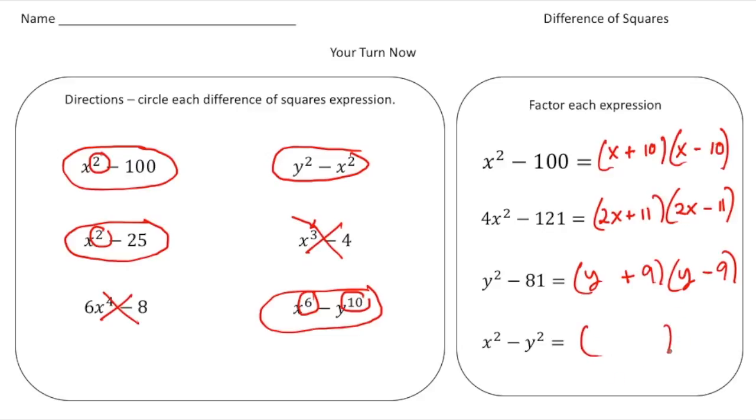And this last expression, we have x squared minus y squared. Well, these are both square terms, and we're subtracting, so it's a difference of squares. So it's going to be an x and an x, and a plus y and a minus y. And there it is. All right, how'd you do?